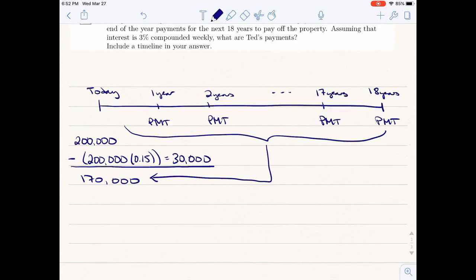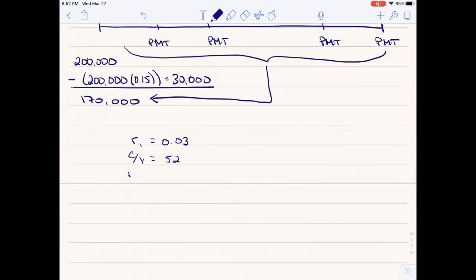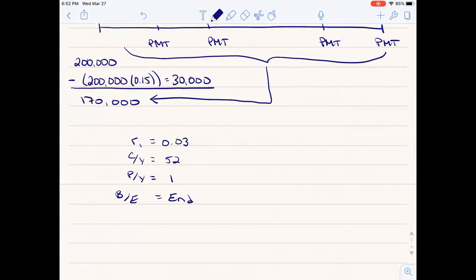Okay. We're told that the rate is 0.03 and compoundings per year is weekly, so 52. The payments per year is 1. And beginning or end, we're at the end. Compoundings per year is your F1, payments per year is your F2. They're not the same, so we're gonna have to find I2.